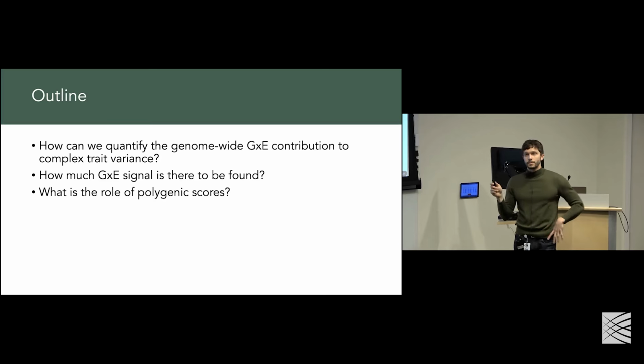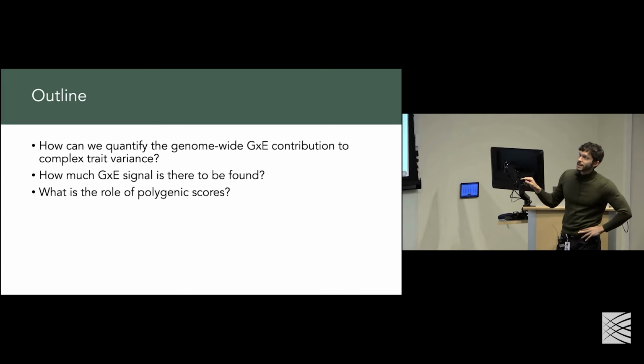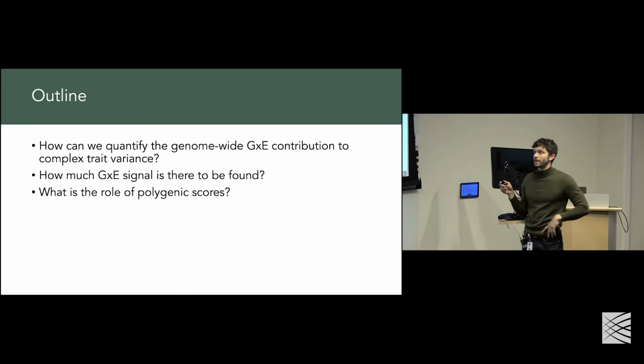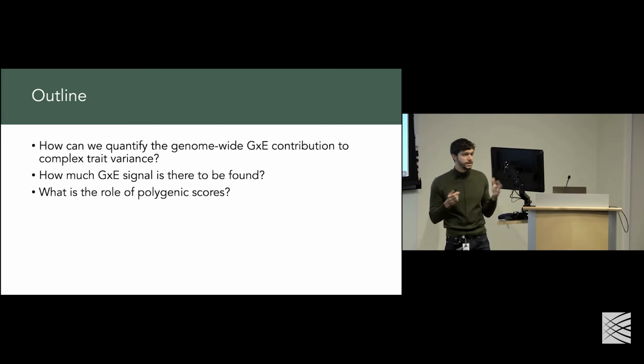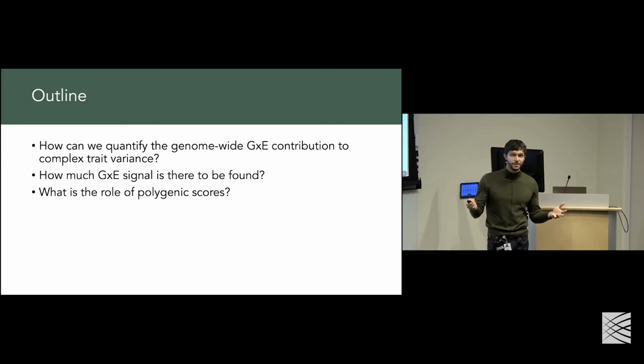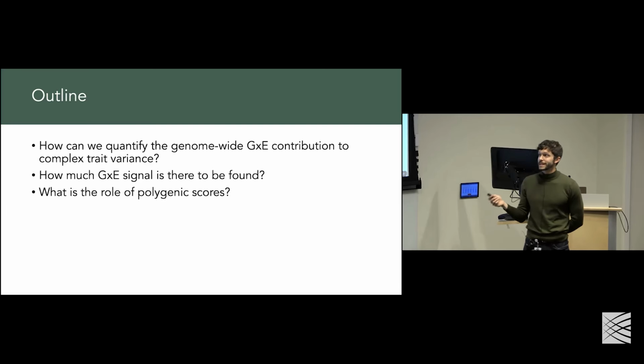Specifically, we'll have three subsets to this talk related to that. One is how we quantify the genome-wide G by E contribution to complex traits in general, just how do we think about doing that? Two would be, what do we find? How much signal is there? And then a third angle would be, how do polygenic scores tie into this story?